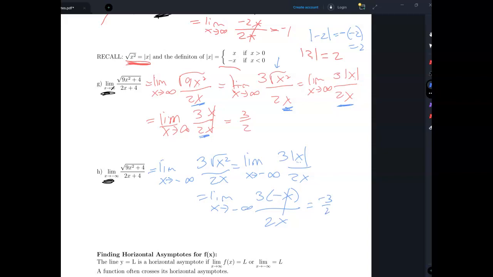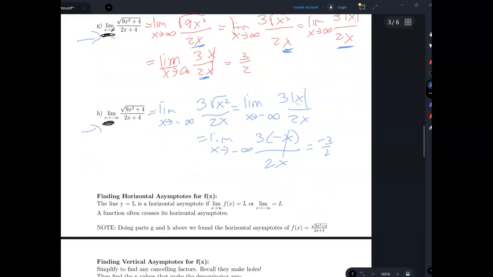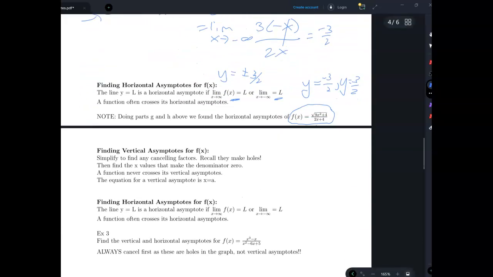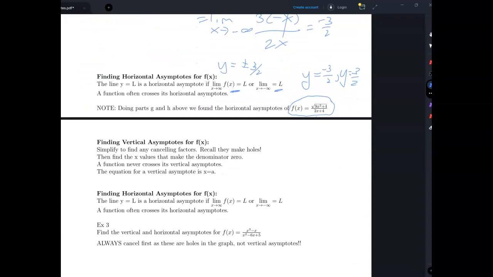So what I just did is I took the limit as x goes to positive and negative infinity of this same function. And what that's really doing is finding the horizontal asymptotes. So I just found the horizontal asymptotes for this function. And how you state horizontal asymptotes is y equals negative 3/2 or y equals positive 3/2. And yes, you could write it as plus or minus 3/2, but it's always y equals when you're finding horizontal asymptotes.